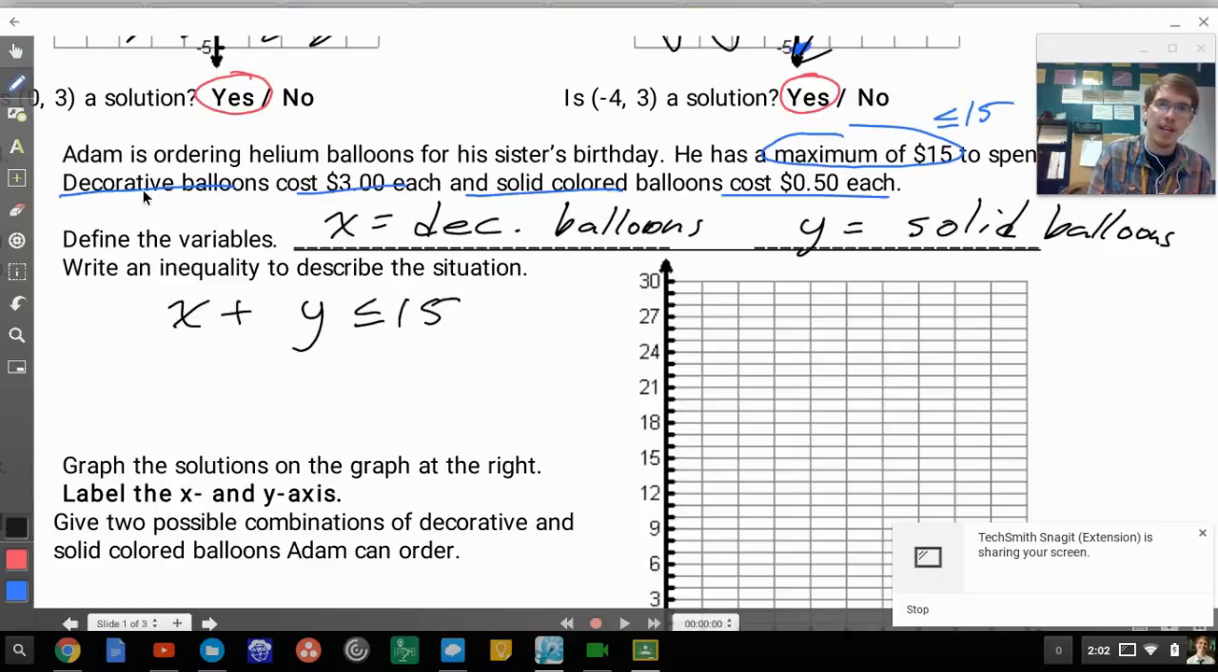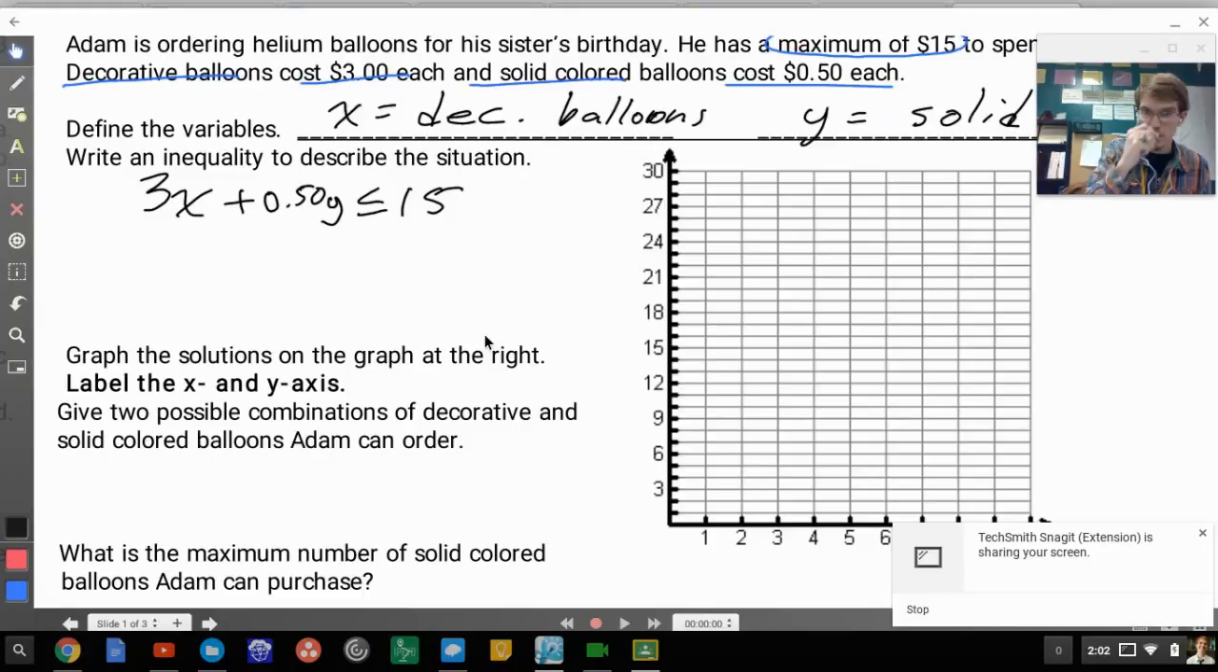Let's see, the decorative x costs $3 each. So 3x plus 50 cents times y. And there's our inequality. I know for a fact it was going to end up being below, because we have a maximum here, so we need to be below. We went ahead and labeled that.